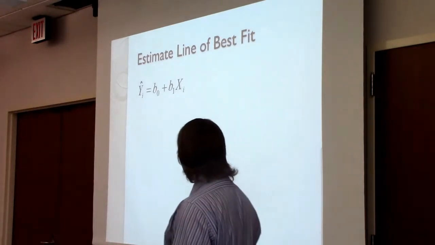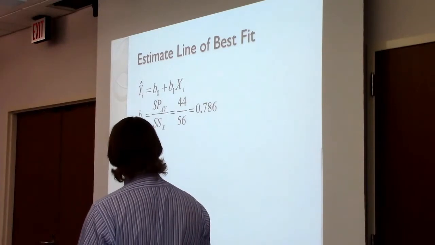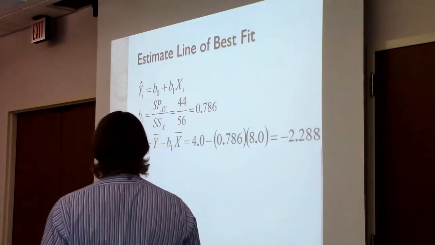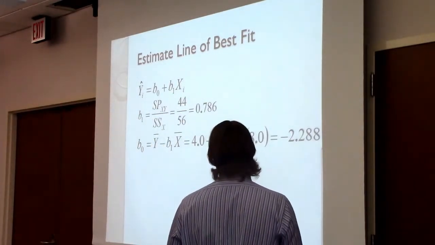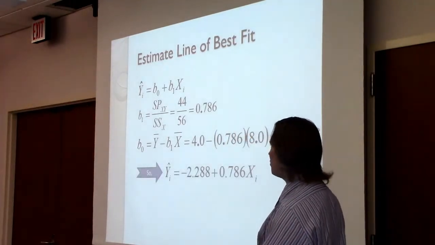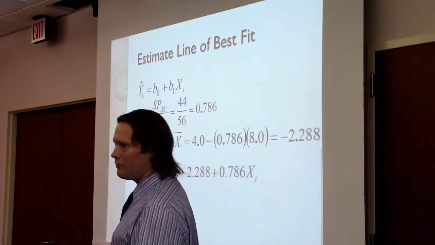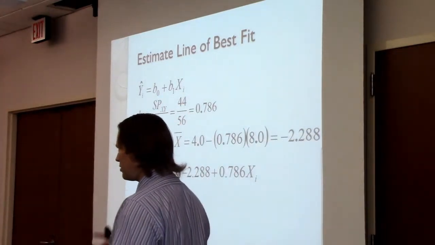From those numbers, we can estimate the line of best fit. We compute our slope. With the slope, we can then go back and use our averages to compute the intercept. And so we have a line of best fit now. And every time that you've ever punched a line of best fit into your calculator, that's what it does.